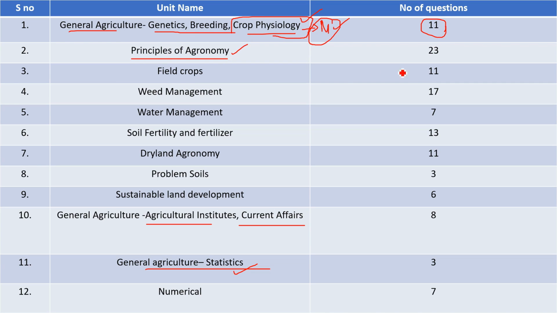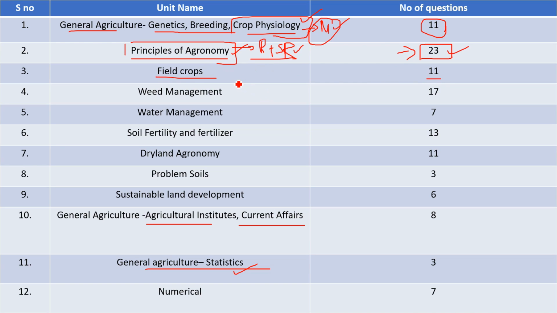If you talk of principles of agronomy, the number of questions asked was 23. It has the highest coverage out of all; the maximum questions were asked from this part. Principles of agronomy includes the Reddy and Reddy book plus the SR Reddy book, meaning the chapters included in those, and the concept based questions. All this I have included in this part, and we have got 23 questions from them.